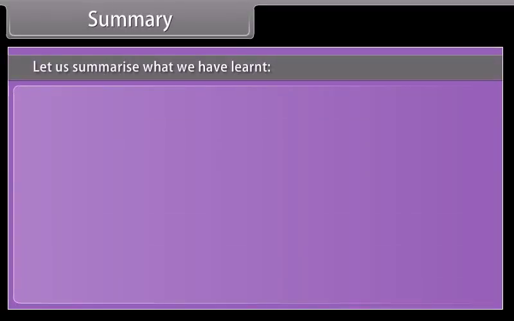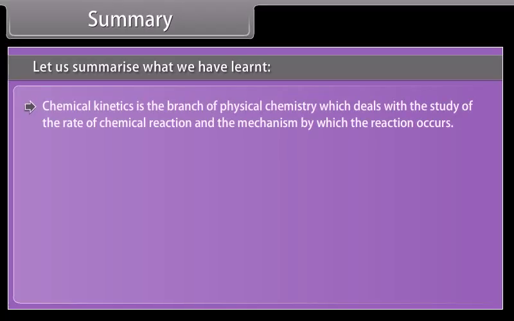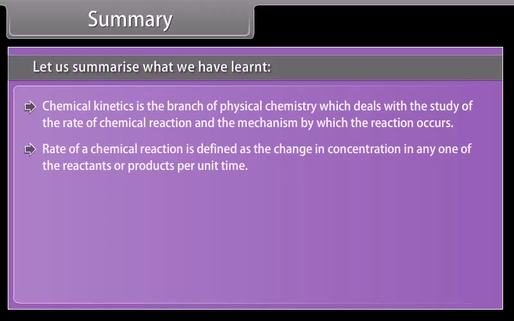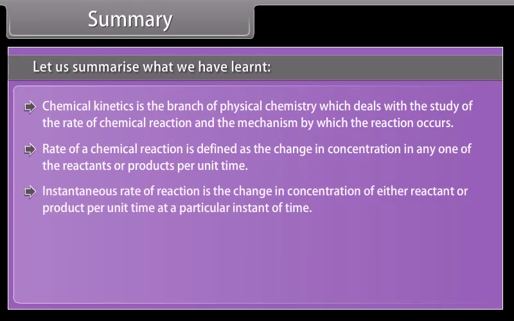Summary. Let us summarize what we have learned. Chemical kinetics is the branch of physical chemistry which deals with the study of the rate of chemical reaction and the mechanism by which the reaction occurs. The rate of a chemical reaction is defined as the change in concentration in any one of the reactants or products per unit time. The instantaneous rate of reaction is the change in concentration of either reactant or product per unit time at a particular instant of time.